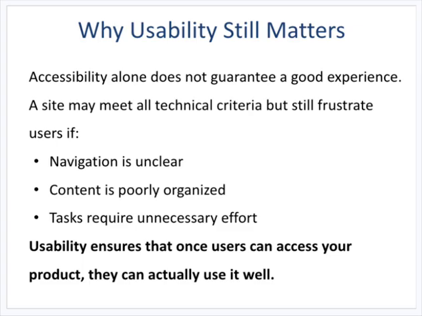Why usability still matters? Because accessibility alone does not guarantee a good experience. A site may meet all technical criteria, but it still can frustrate users. If, for example, navigation is unclear on the website, content is poorly organized, or it takes unnecessary effort to complete a task. So usability ensures that once users can access your product, they can actually use it well.